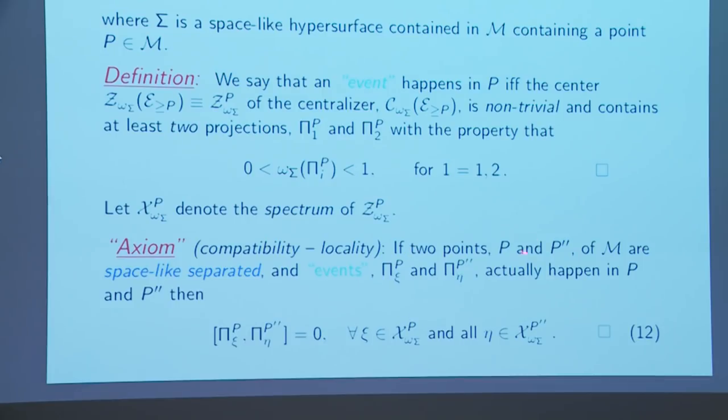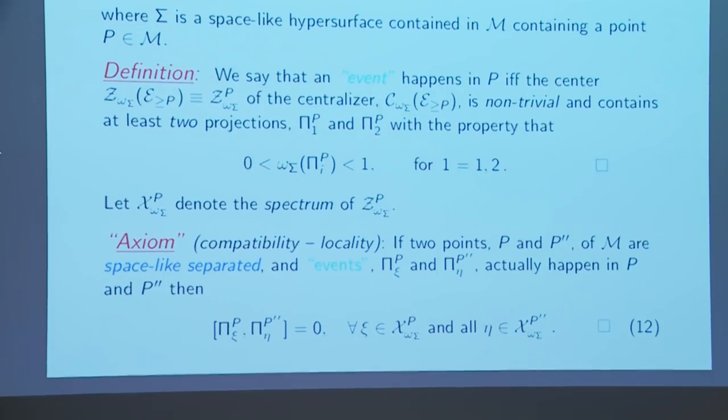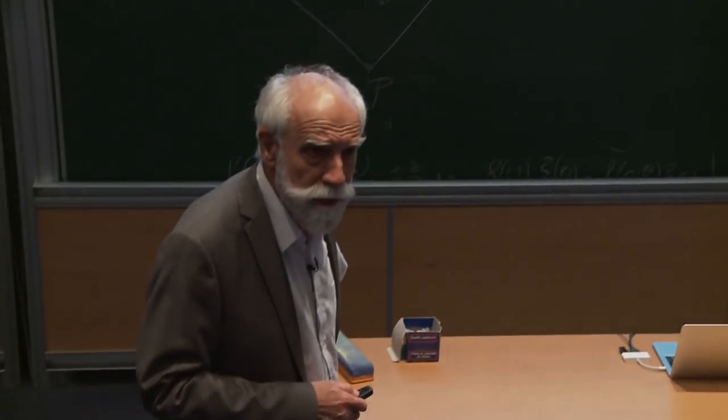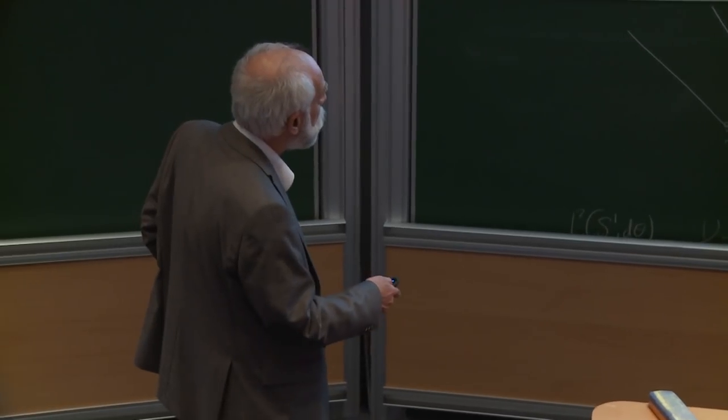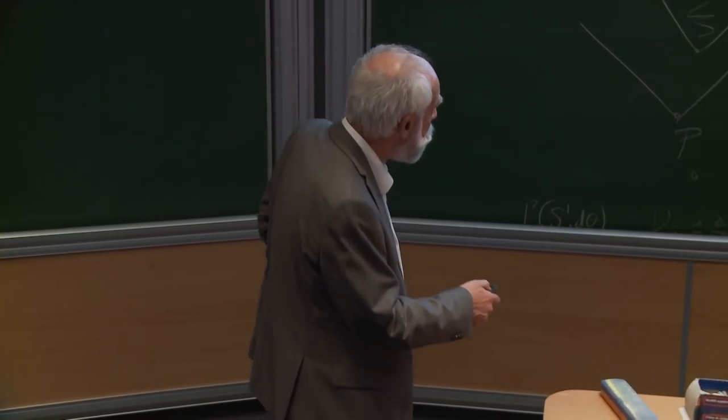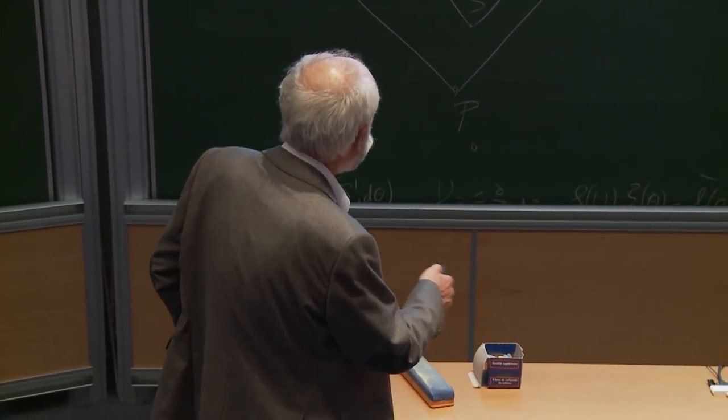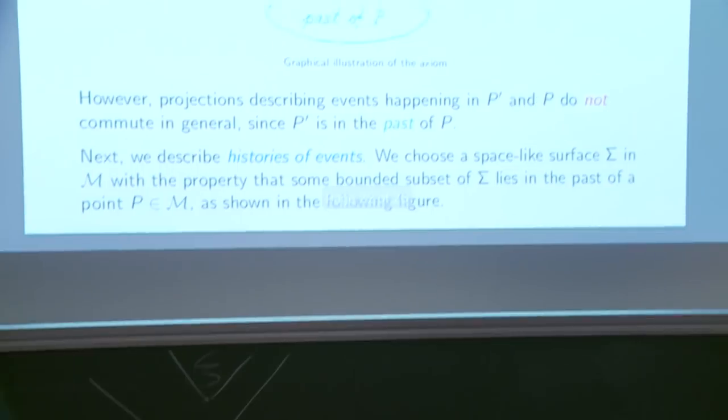compatibility locality. If two points P and P double prime of M are space-like separated, and events pi P sub xi and pi P double prime sub eta actually happen in the points P and P double prime, then they should commute. This, of course, is somewhat related to the locality discussion I gave at the beginning of this talk. So they should commute. This, I believe, will have something to do with introducing geometrical structure on M. But I don't understand this so well yet.